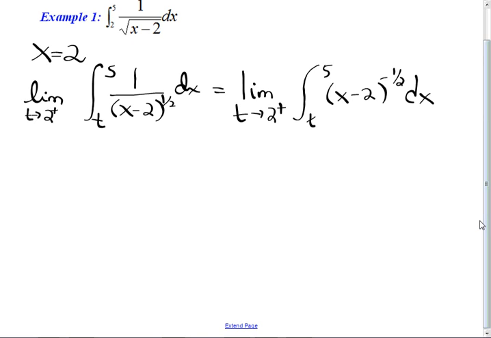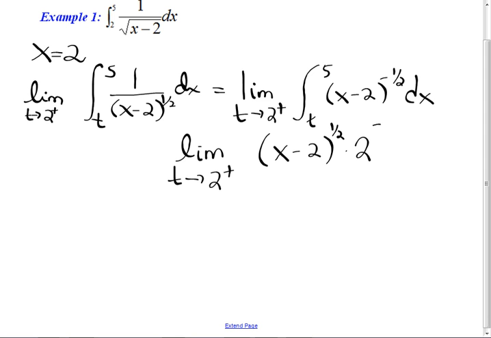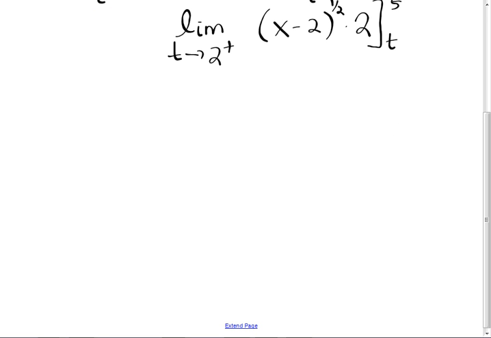Okay, and so then we're just going to integrate this. The limit as t approaches 2 from the right, this will be x minus 2 to the what? Go up 1. It's 1 half. Divided by 1 half is times 2. Evaluating at t and 5. There's no guarantee these converge either. It's kind of nice having done chapter 8, because now when we talk about convergence and divergence, you know what I'm talking about. There may be a number there, there may not be.